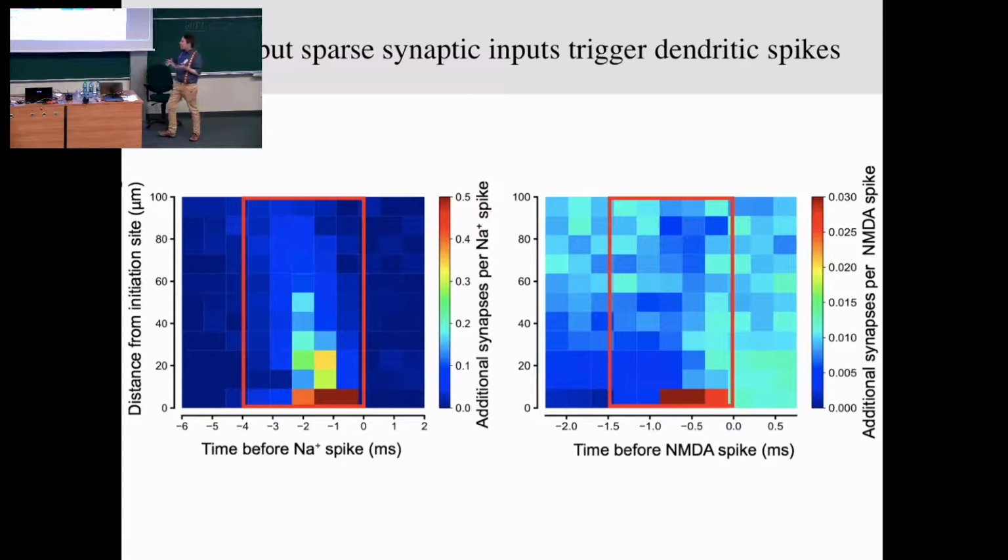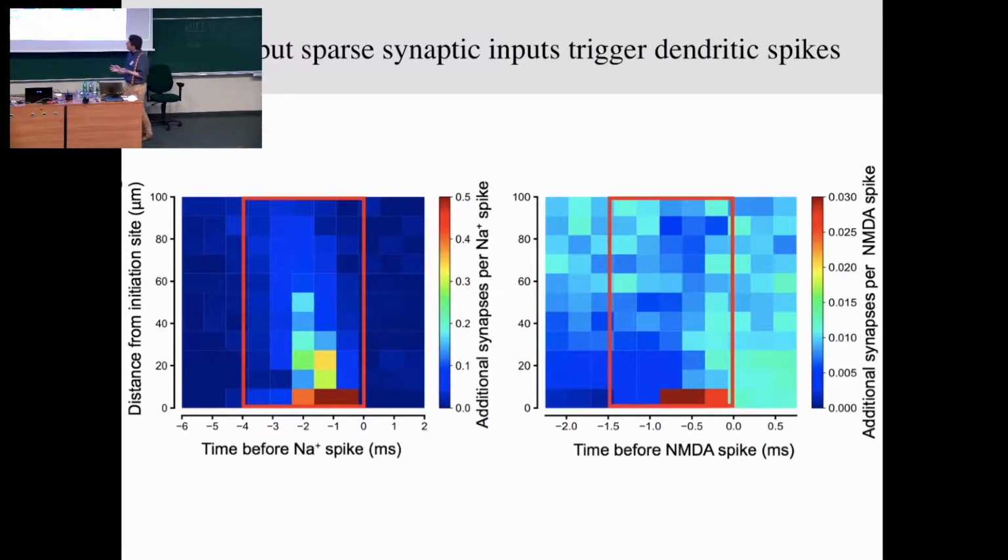So synapses can cooperate to make a sodium spike over a distance of, let's say, 50 micrometers and a time of 2 milliseconds. But most of the synapses that drive it are fairly local. The big red blot is clipped. So most synapses are right down there. And for NMDA spikes, it's really mostly local synapses that drive it.